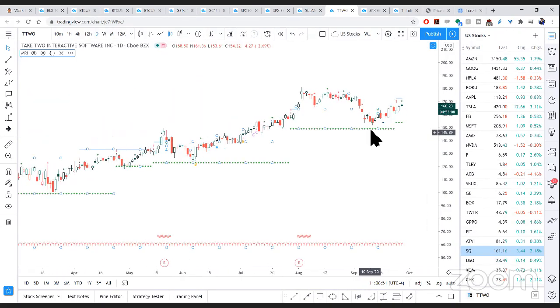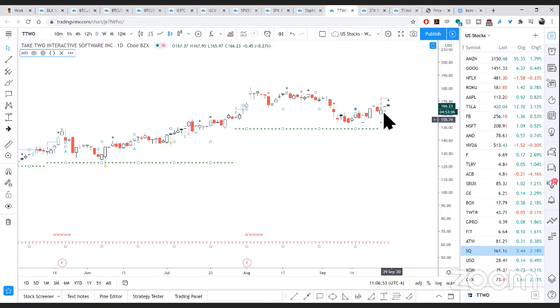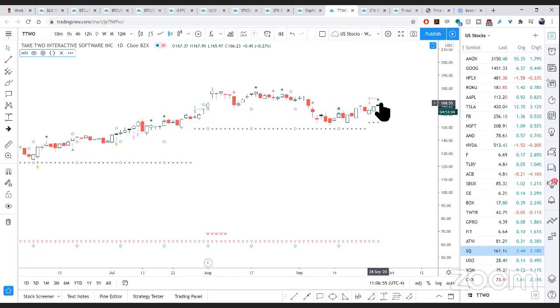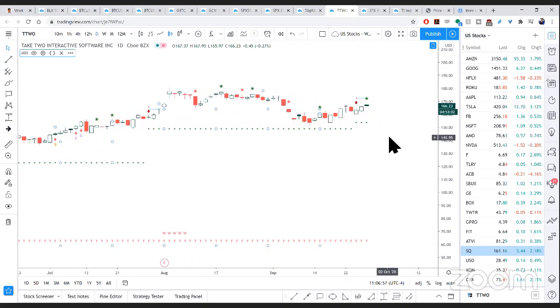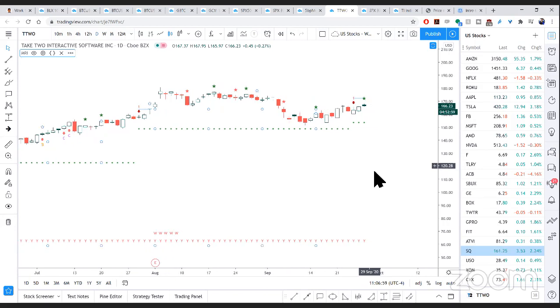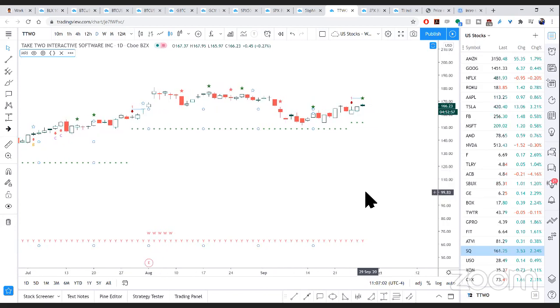And daily is pretty neutral. So daily, neutral, borderline bullish. I like that star. That star is there for a reason. All right, spending way too much time on this.